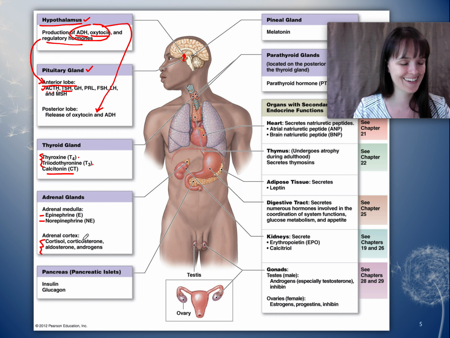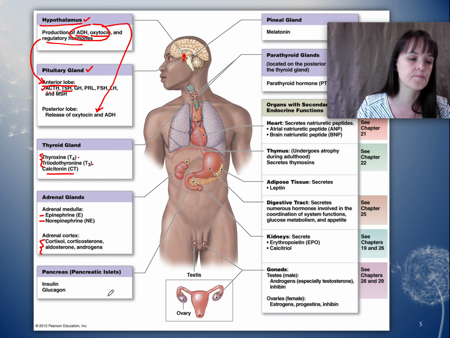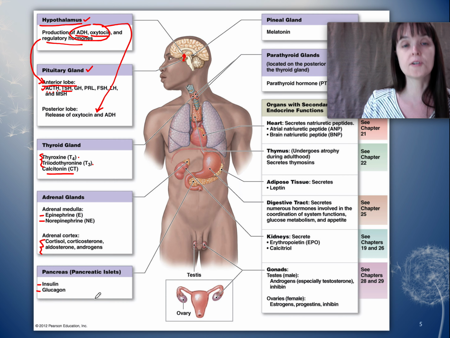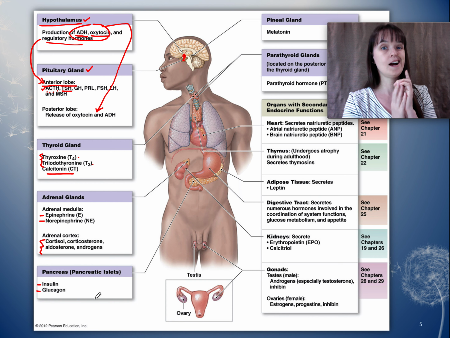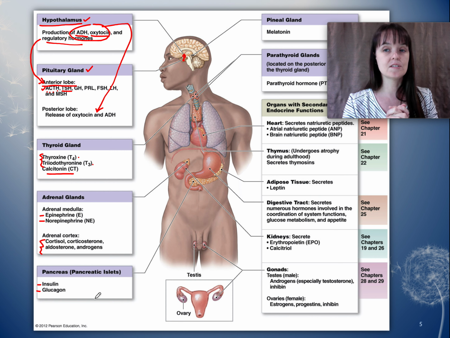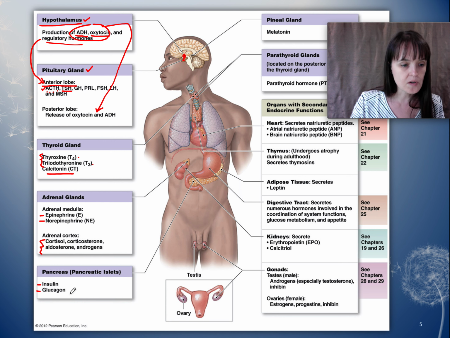Get it? Okay. And then the pancreas is not controlled by the pituitary gland. The pancreas is right here, and the beginning of the small intestine wraps around it. It makes insulin and glucagon. And insulin you've heard of. Insulin is released when your blood sugar is too high, and it causes blood sugar to go down. Excellent. And so glucagon will do the exact opposite.